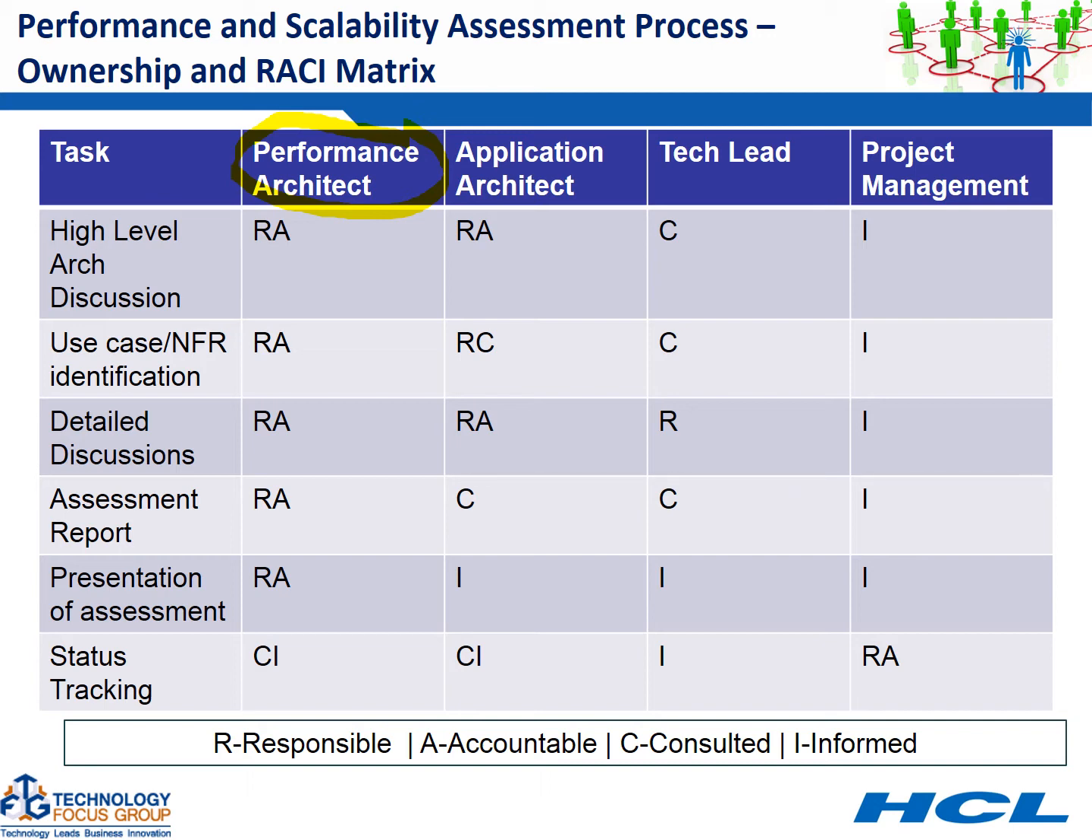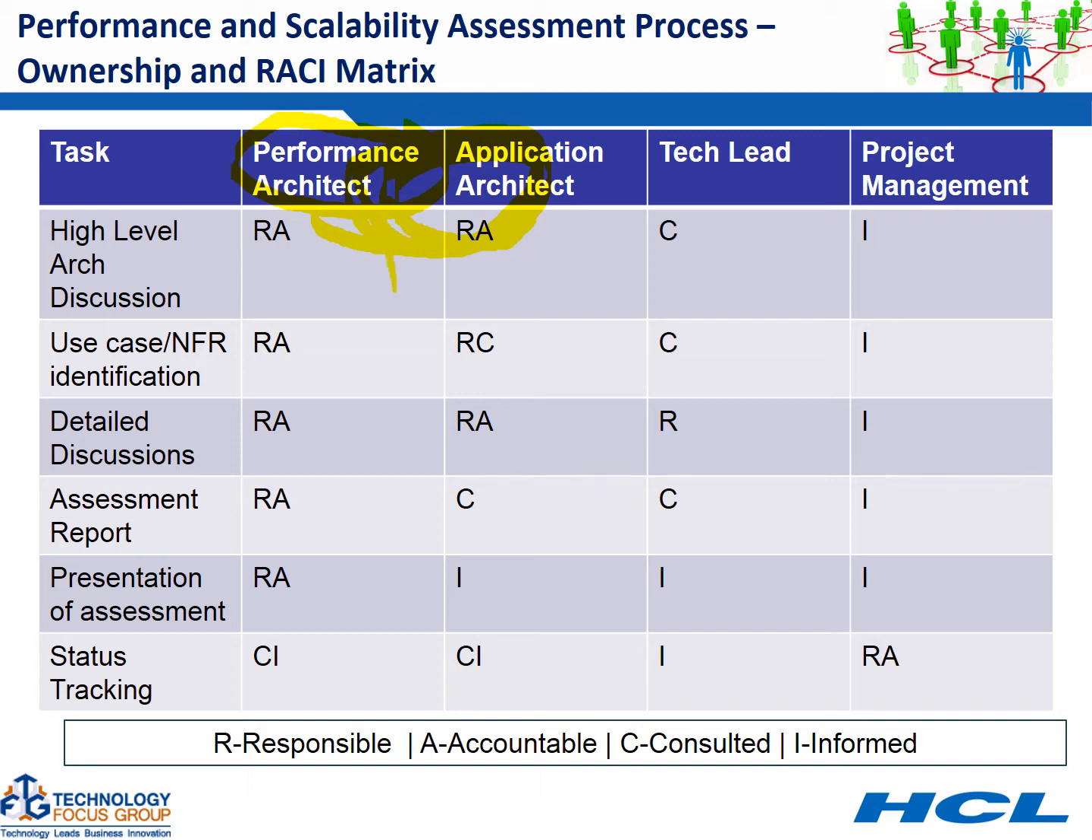If you are the architect who is assessing his own application, then this RACI matrix, this ownership matrix, might change a little bit. But the important point is that if you are a performance architect and you are doing a high level architecture discussion, then you need a close interaction with the application architect. This interaction is very much required. You can refer to documentation also, but most of the time it happens that documentation doesn't capture all those design decisions, architecture decisions and all those things.